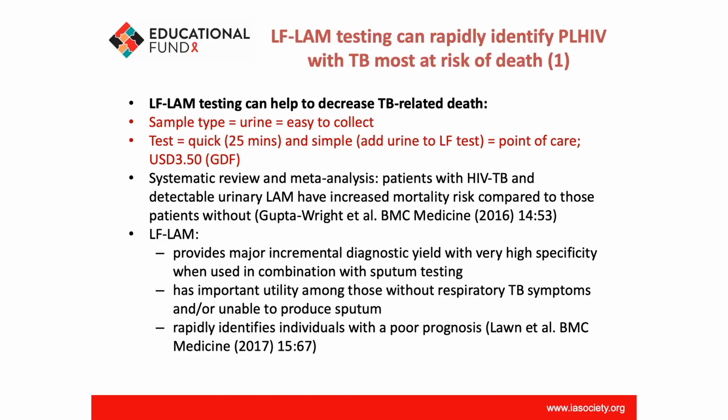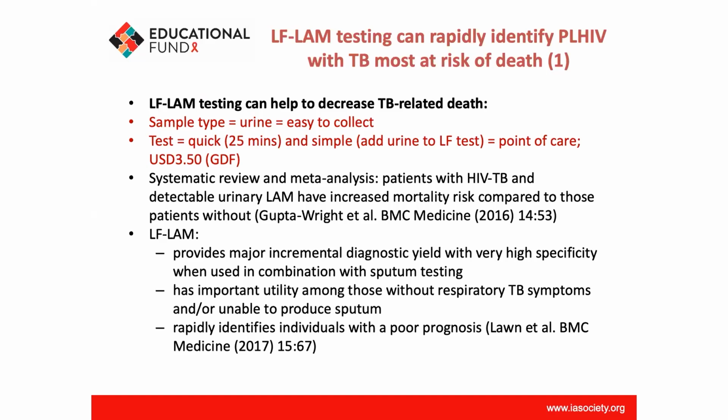It is easy to do this current test in a very decentralized setting. The sample type is urine, so it's easy to collect. The test is quick, takes 25 minutes. It's simple. You just add urine to the lateral flow test, so it's point of care. And it's quite affordable at $3.50, for example, through the Global Drug Facility procurement.